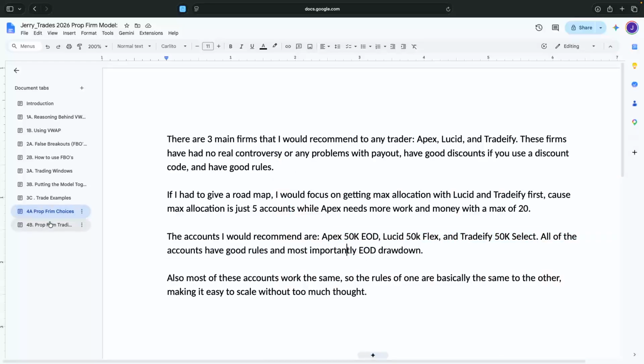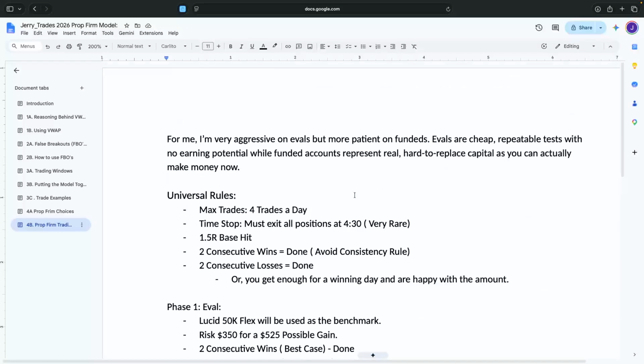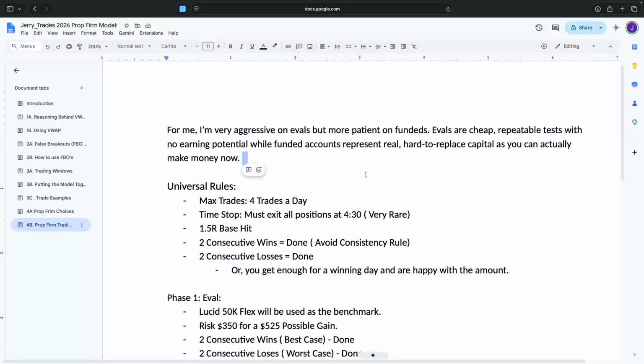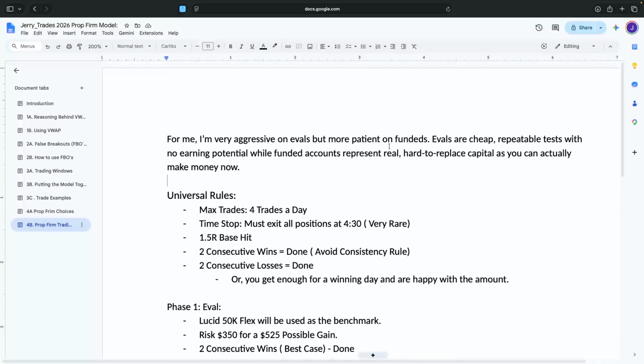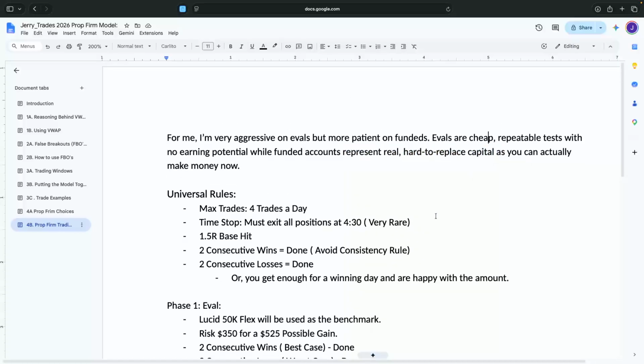And then this is the trading plan. So for me, I'm very aggressive on evals, but more patient on fundeds, because if you think about it, evals are cheap, right? But you also don't have any benefits for staying on evals for so long, because you don't have any earning potential. The money you earn is just so you can pass, right? While funded accounts represent real hard to replace capital, because you spent your time passing the eval, you spent your money, right? You spent your activation fee, but also if you blow your funded, you're basically blowing capital, right?